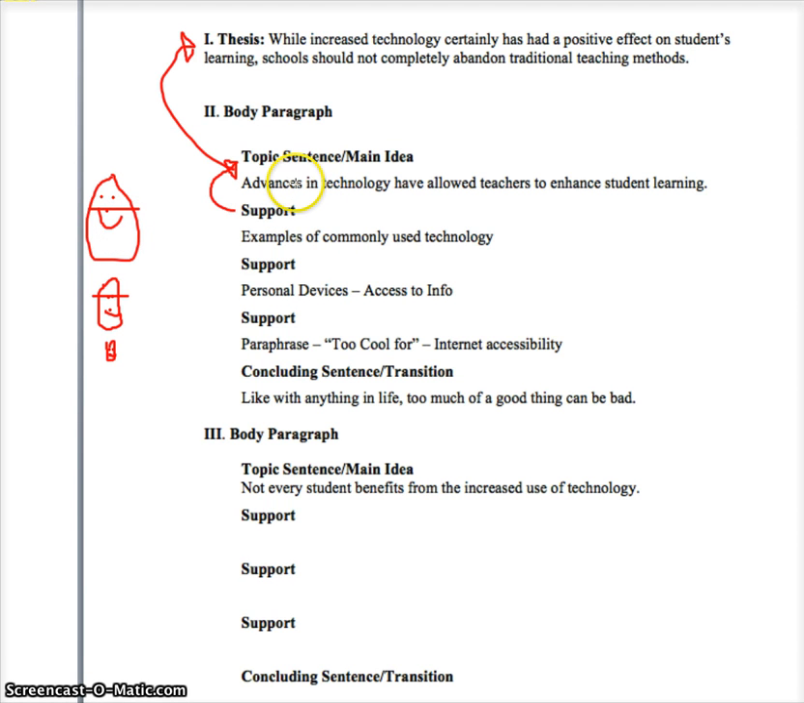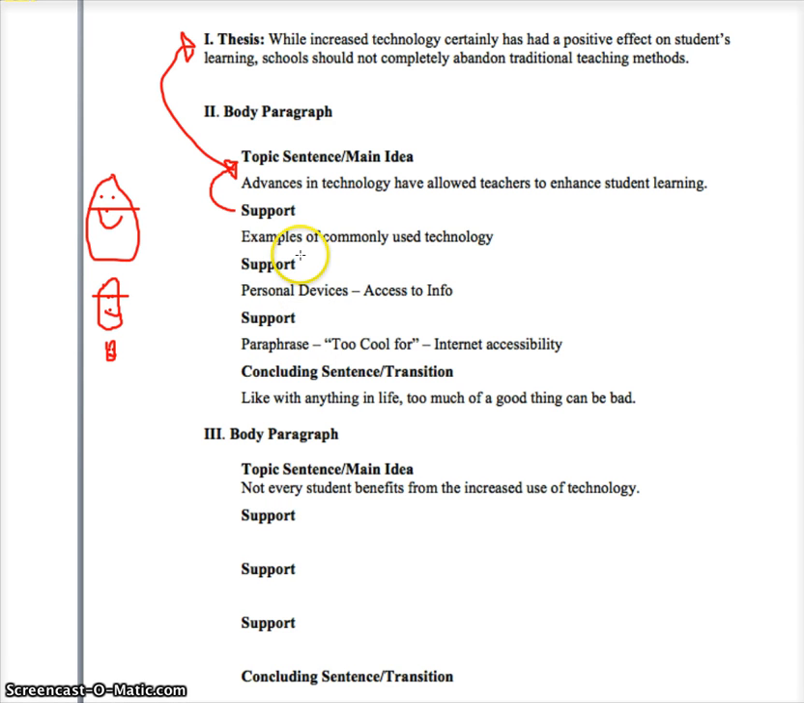So the topic sentence here is that advances in technology have allowed teachers to enhance student learning. That's my mini argument. I need to prove that to be correct. So here's how I'm going to do it. First, I'm going to give some examples of commonly used technology in classes. I'm going to talk about personal devices like iPads and computers. They allow people to access information easier. And then I'm going to put in a paraphrase here that's going to prove this to be correct.